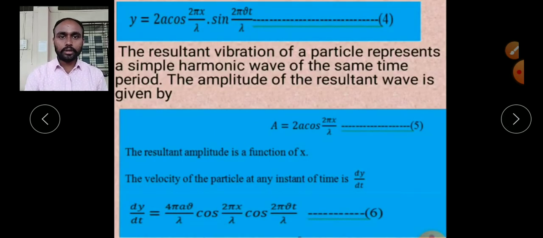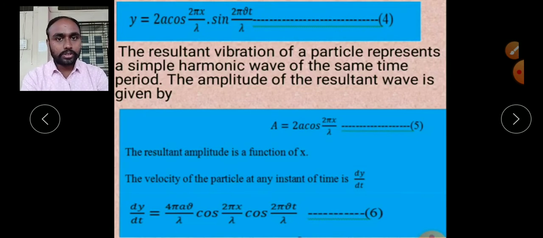You please calculate according to that formula, and you will get this equation, equation number 4: y is equal to 2 cos (c minus d) divided by 2 into sin (c plus d) divided by 2. So from that we will get the resultant displacement y is equal to 2a cos 2 pi x by lambda into sin 2 pi Vt by lambda. This particular equation represents the equation for our stationary wave.